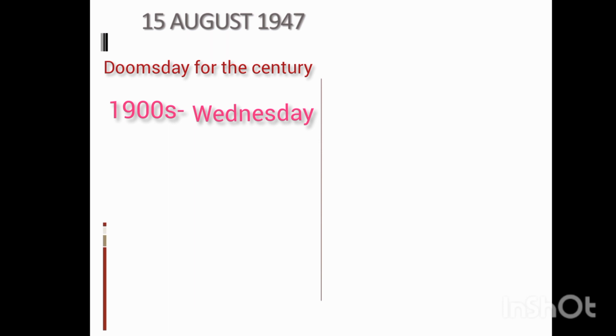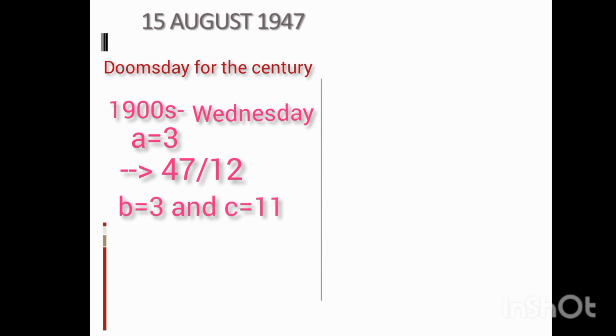First, we will determine the doomsday for the century. For the 1900s century, the doomsday was Wednesday with a day code of 3. Let's designate this as A. Next, we divide the last two digits of the year, that is 47, by 12. We get a quotient of 3 and a remainder of 11. We will denote the quotient as B and the remainder as C. Now let's divide C by 4 to get a remainder of 3. We will denote this remainder as D.